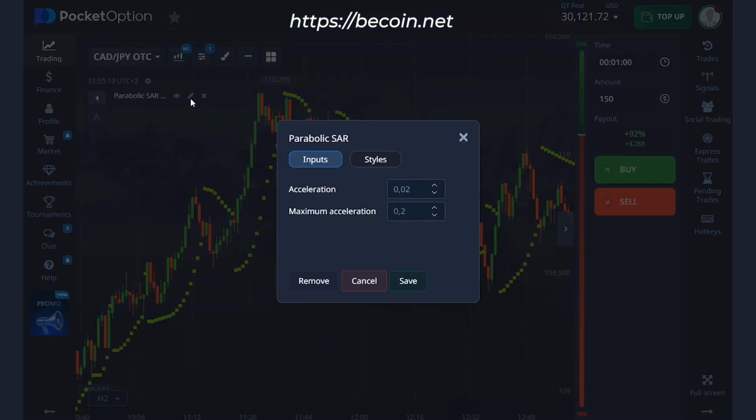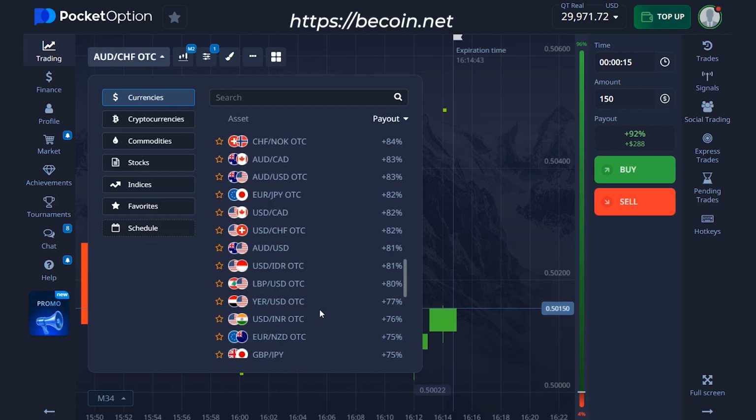Dots below the price mean an upward signal, dots above the price mean a downward signal. Here are my settings, just the standard parameters. I almost never change them because the default version works very consistently for short-term trades. Now, let's get into the actual strategy.